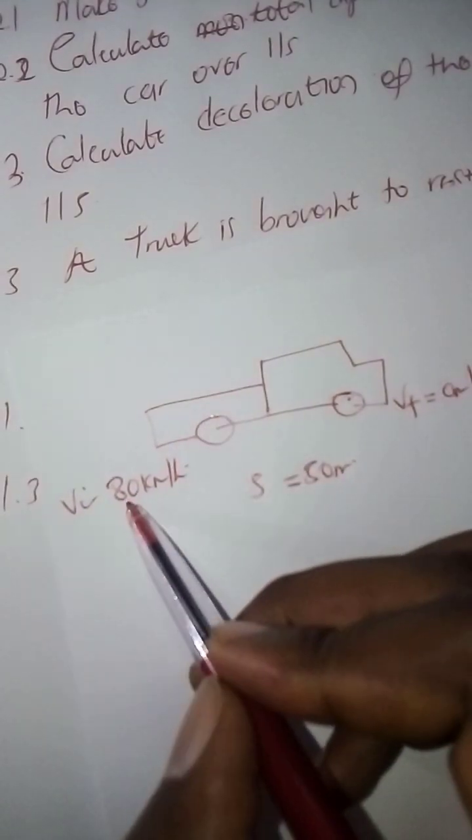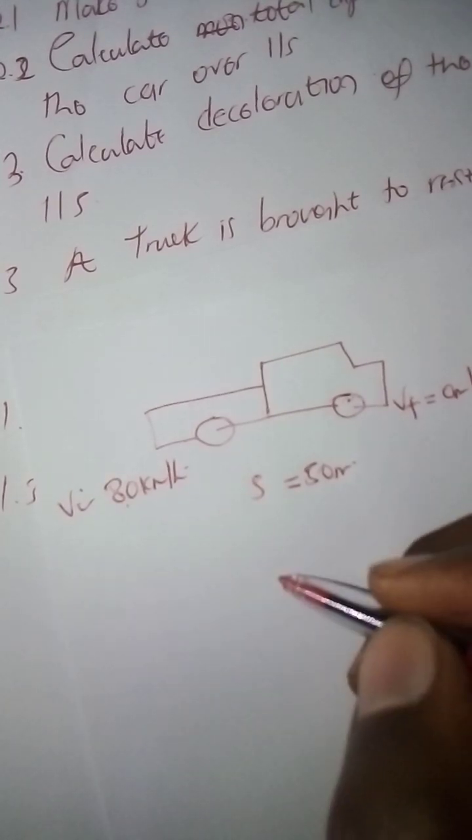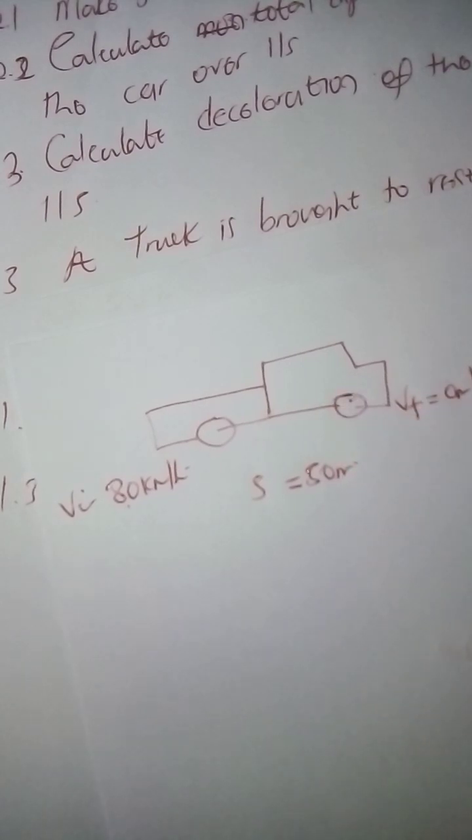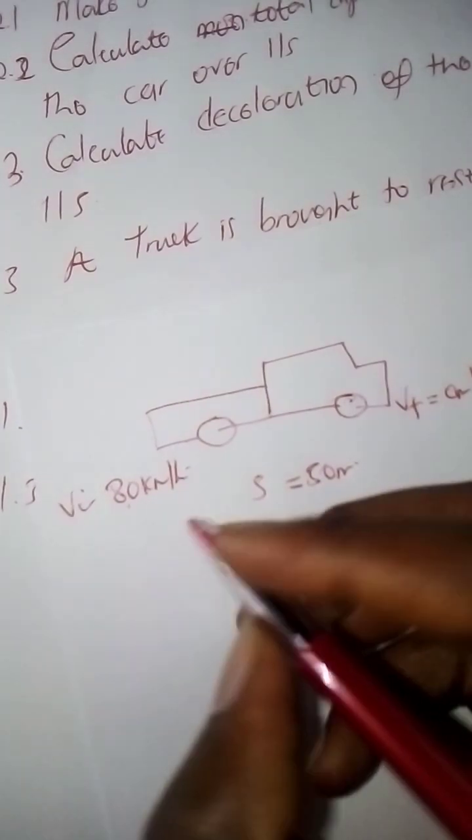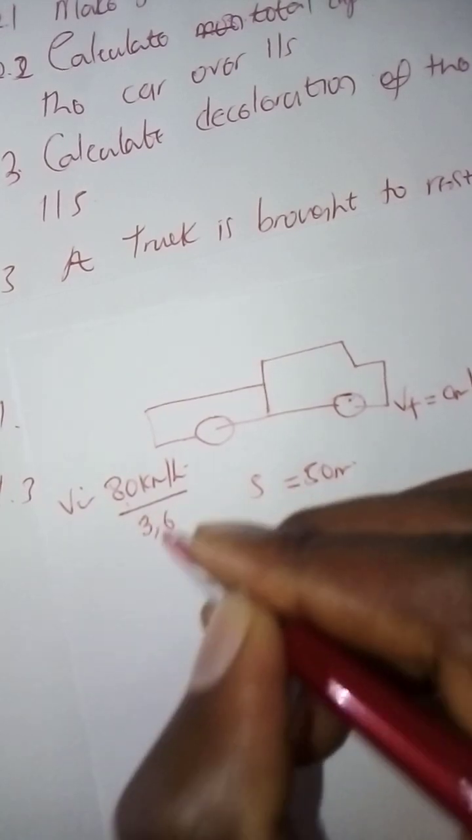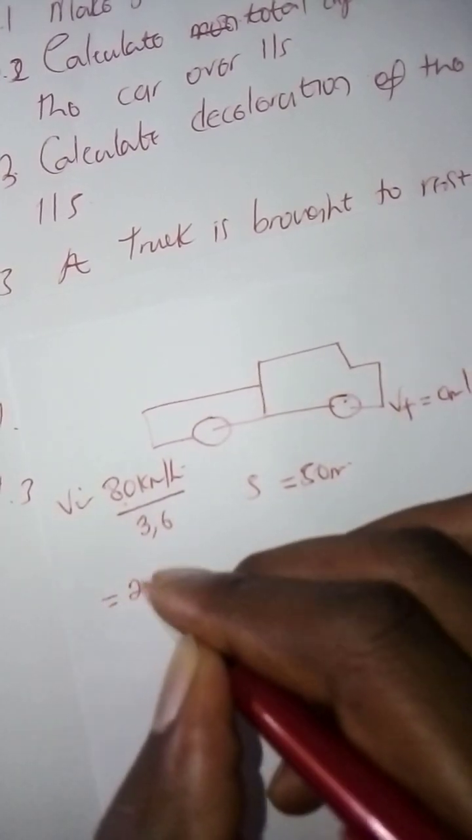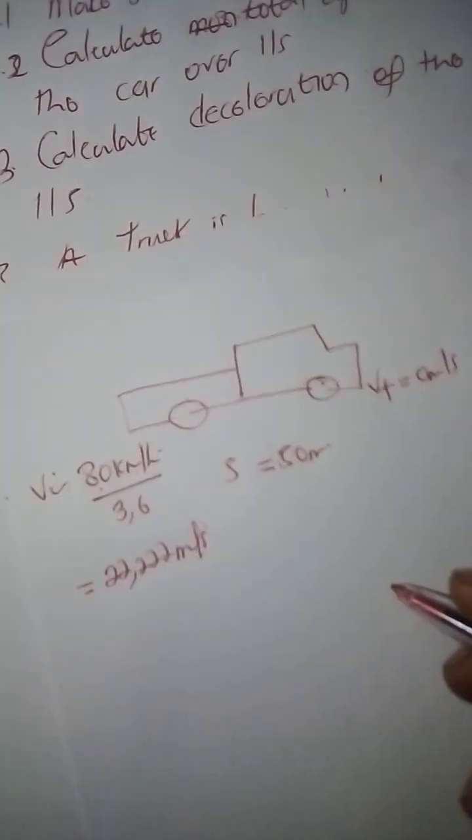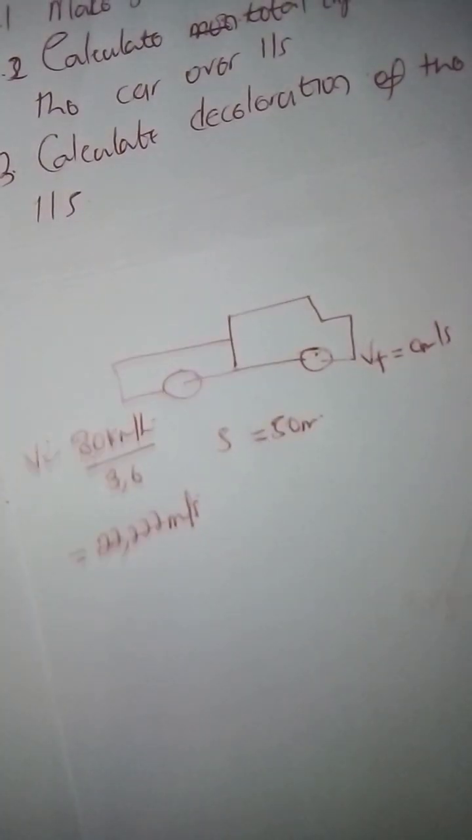The initial velocity is in kilometers per hour, and we need the initial velocity to be in meters per second. So when you are converting from kilometers per hour to meters per second, you are always going to be dividing by 3,6. So now we are going to divide this value by 3,6, which is going to give you 22,22 meters per second. Right, so now we have everything sorted out.